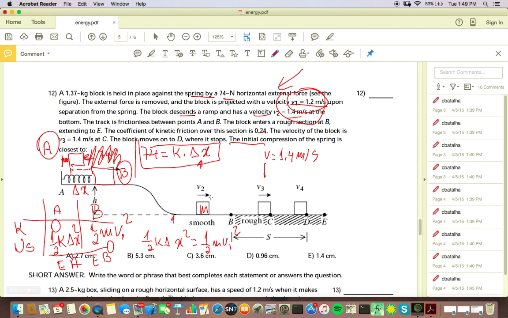Well, here's the problem. We want to find the initial compression, right? We don't know K and del X, but we have a ratio of K and del X here. So we could take K out of this expression, plug it in here, and then we could find our stretching del X. Okay.